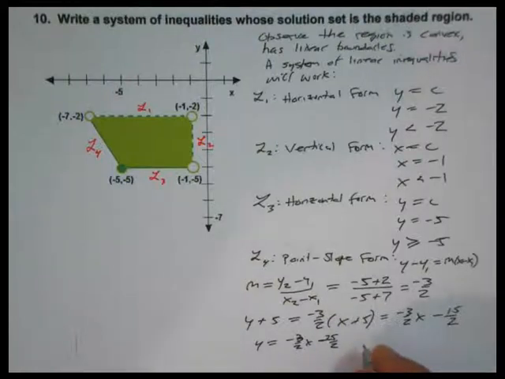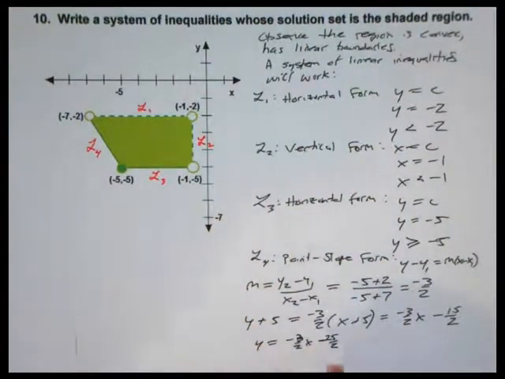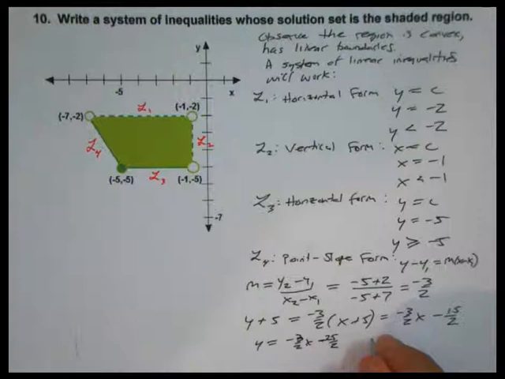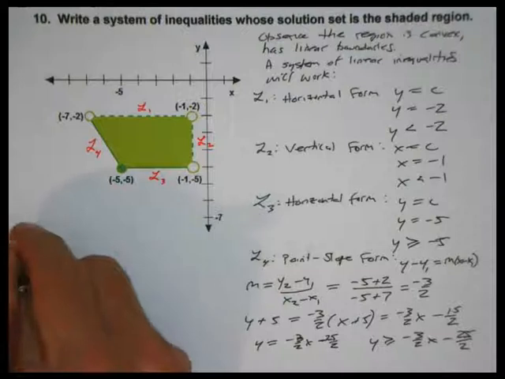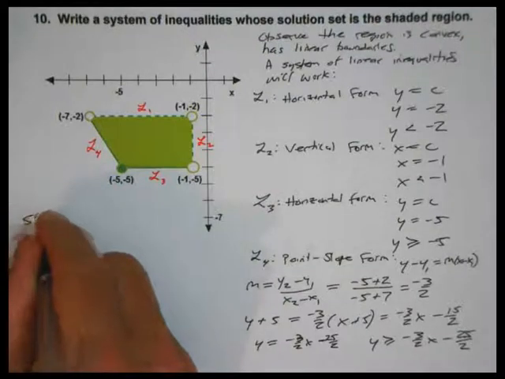Now, how about the inequality? We need to be above this line L4 for the half plane, so that leads us to y greater than or equal to, solid line, negative 3 halves x minus 25 over 2. Okay, let's put together our system here, our answer.